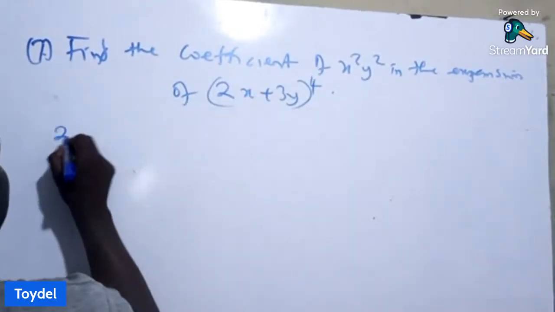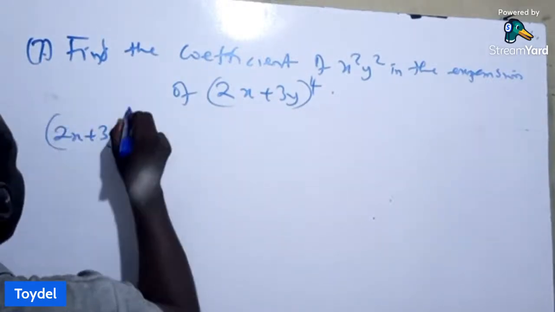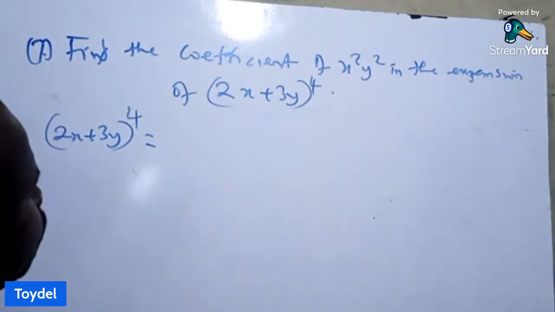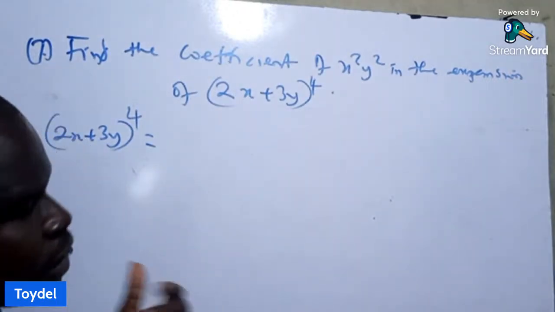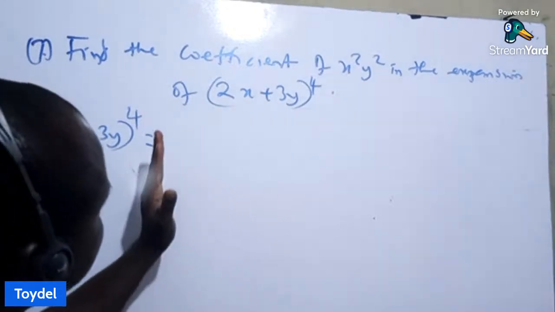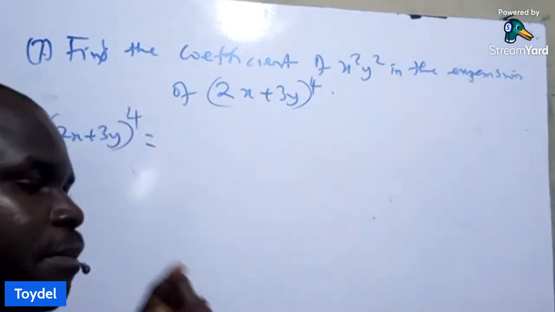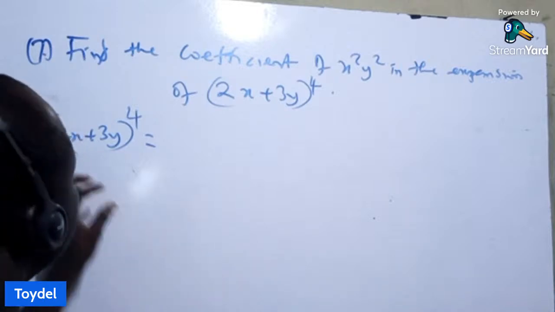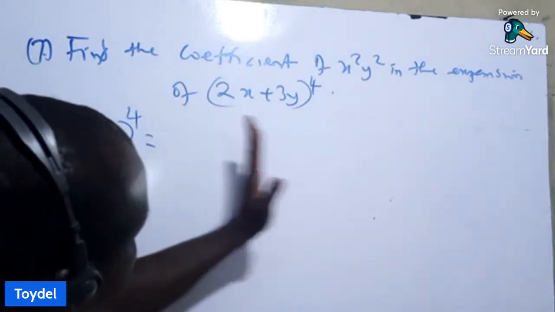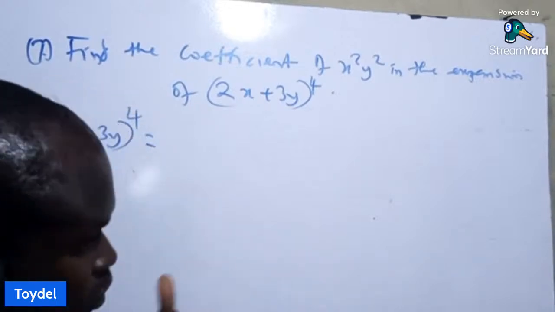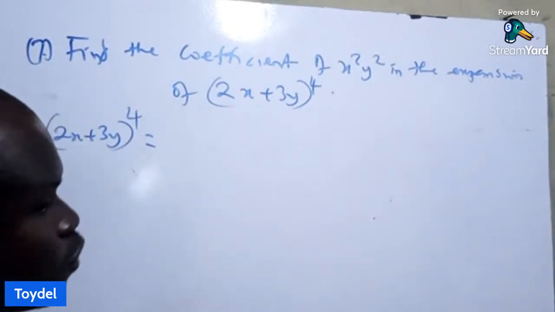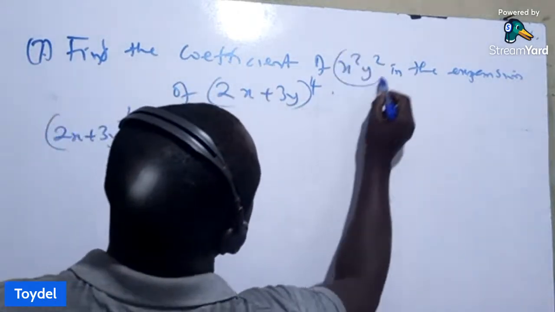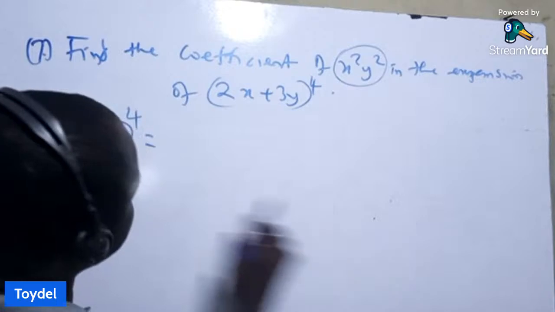Of course, if you have 2x plus 3y raised to power 4, how do we expand this? If you want to expand this, there are two approaches. To know the coefficients that we are going to have in the expansion, you use the Pascal triangle or the combinatorial analysis, that is the combination method. We can use the Pascal triangle, or we use the combination method. So the question now says we should just find the coefficient of this. This is just one out of the 5 terms that we're going to have here.